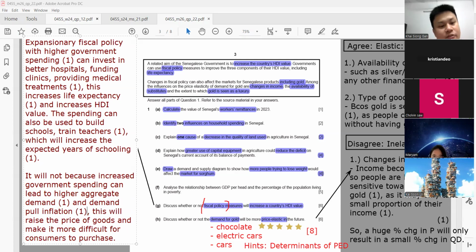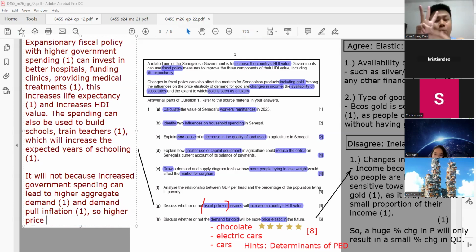This will raise the price of goods. Then how is that not increasing HDI value? You must say, this one explanation not nice. Okay, I will help you. And demand pull inflation. So higher price. Okay, what are the three components under the HDI?